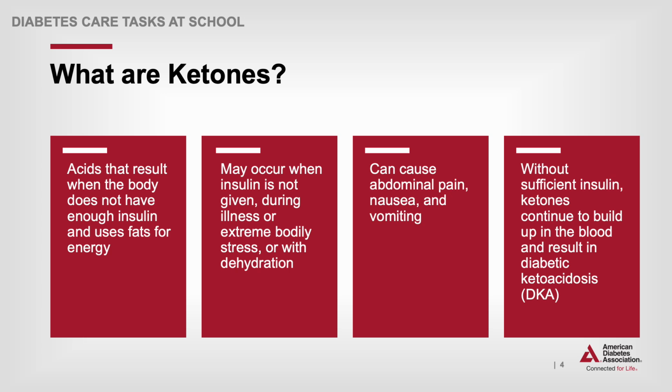Ketones are acids that result when the body does not have enough insulin and uses fats for energy. Ketones may be observed when insulin is not given, during illness or extreme bodily stress, or with dehydration. Ketones can cause abdominal pain, nausea, and vomiting. Without sufficient insulin, ketones continue to build up in the blood and result in diabetic ketoacidosis.